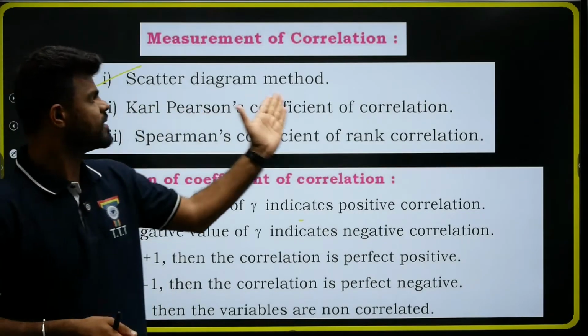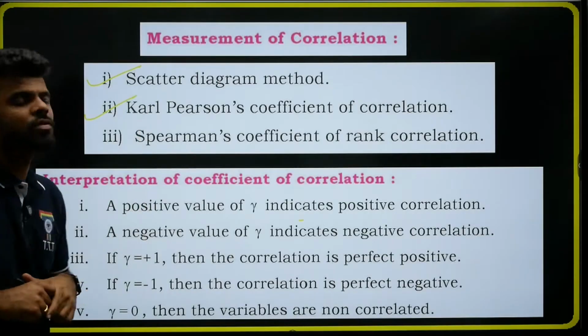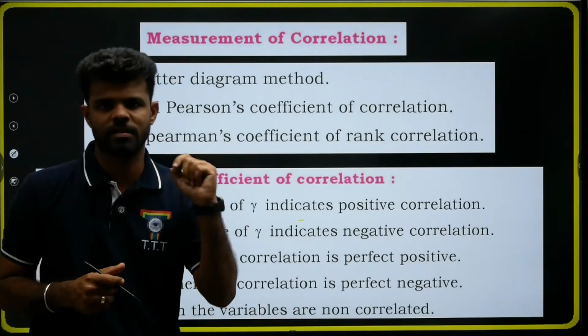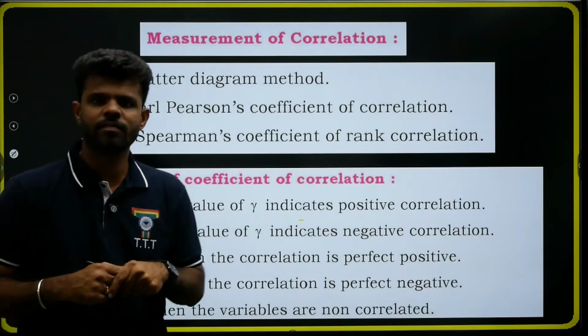So that is the first method, called the scatter diagram method. Number 2, Karl Pearson's coefficient of correlation. That is the second method of calculation of correlation. Number 3, Spearman's coefficient of rank correlation.